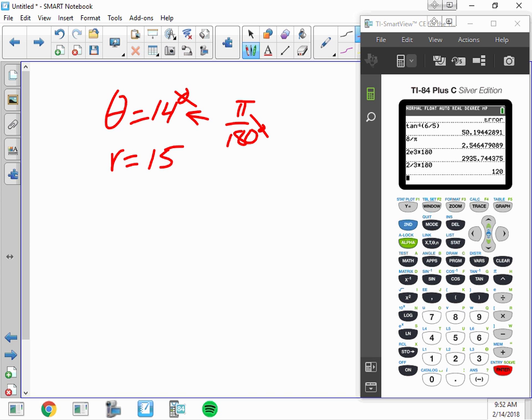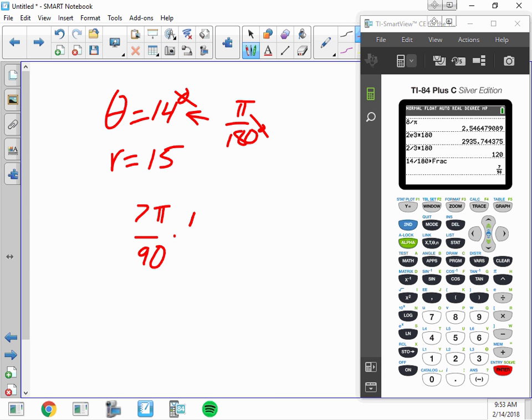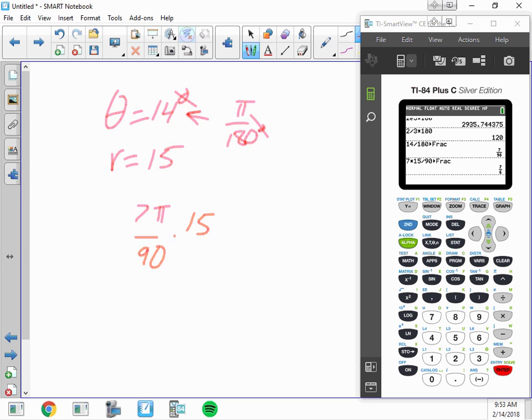14 over 180. Don't put the pi in. So 14 divided by 180. And I get 7 pi over 90 times 15. So 7 times 15 divided by 90 is going to be 7 over 6. Okay, that's pretty simple. All right, what about the area of a sector?